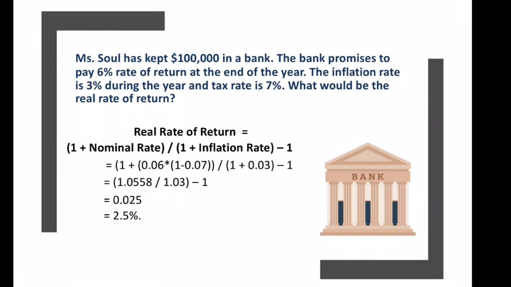First, we should calculate the nominal rate. The nominal rate is 0.06 multiplied by 1 minus 0.07, and then we use the real rate of return formula. We have an inflation rate of 0.03. So the real rate of return in this situation is 0.025, or 2.5%.